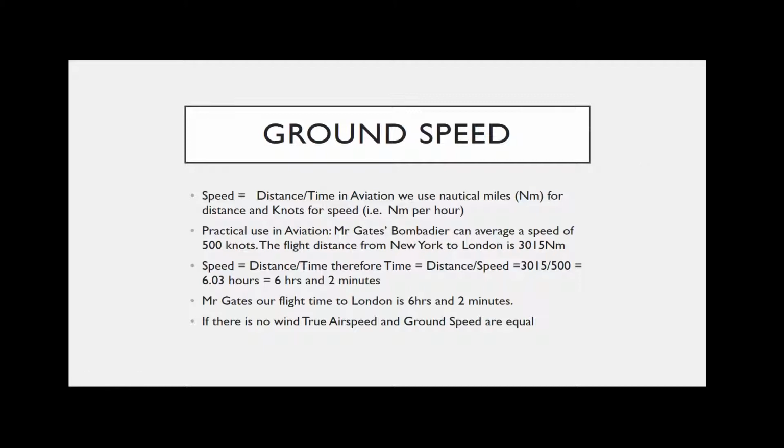Ground speed is a speed we are all familiar with. Speed equals distance over time, usually expressed in nautical miles per hour, called knots. We can use this practically for navigation and estimating time of arrival. If Mr. Gates's Bombardier can average 500 knots and the flight distance from New York to London is 3,015 nautical miles, we can tell him that our flight time will be 6 hours and 2 minutes.